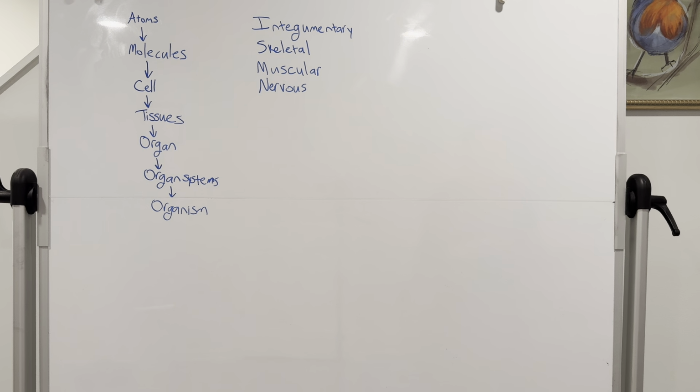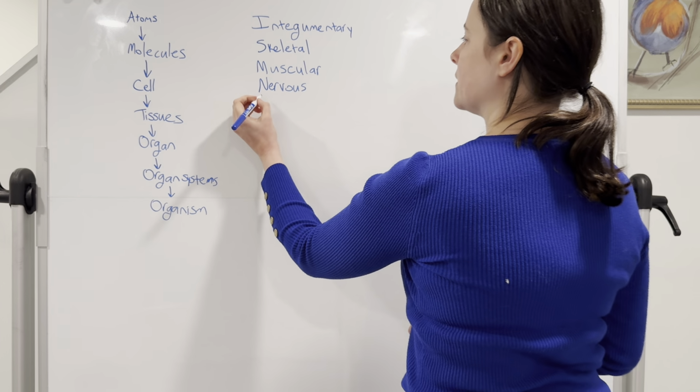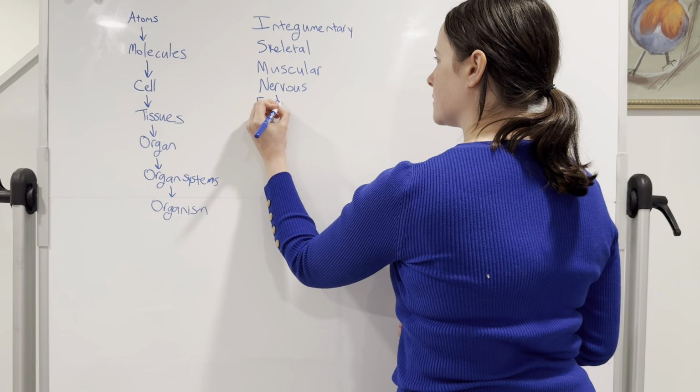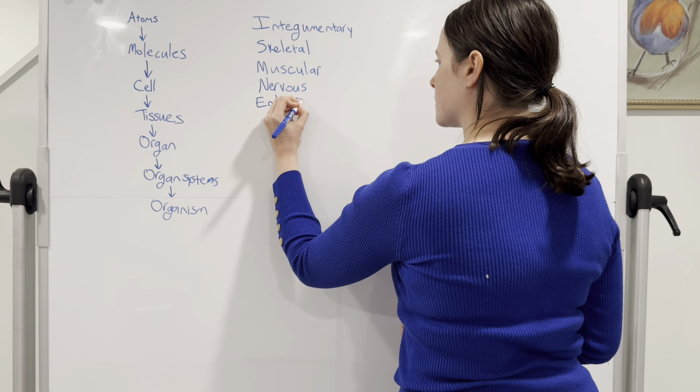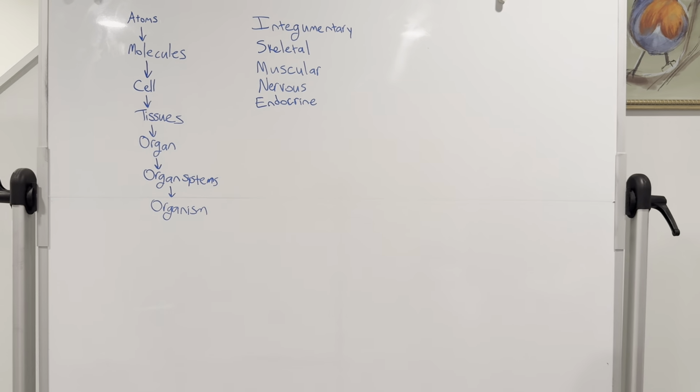Okay, and then the rest of the 11 organ systems we learn about in A&P2, starting with endocrine. Okay, endocrine system are the glands and cells that produce hormones in the body. So that includes hypothalamus, pituitary gland, and pineal gland in the brain, and also the thymus, thyroid, parathyroid, adrenal glands, pancreas, and ovaries and testes.